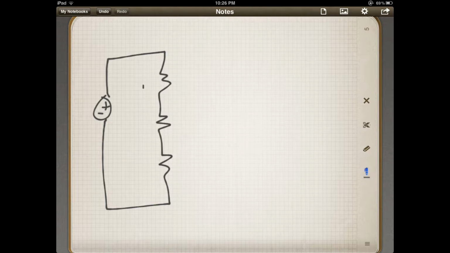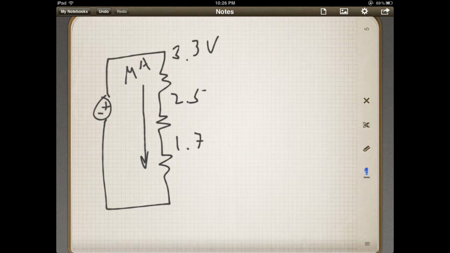The thing is, you've got a certain amount of current flowing through here. Let's say that it's pretty small, in the order of microamps flowing through this resistor stack. You may have 3.3 volts up here, and 2.5 and maybe 1.7 is what's coming off here, here, and here, right?